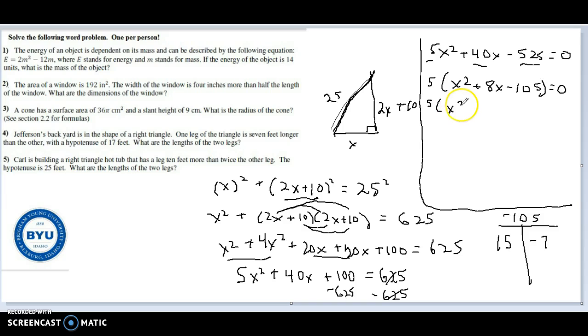So now I'm going to rewrite 8x as 15x minus 7x. And then factor by grouping. So my first part of my group has a common factor of x, which leaves x plus 15. The second half of my group has a common factor of negative 7, which also leaves x plus 15.